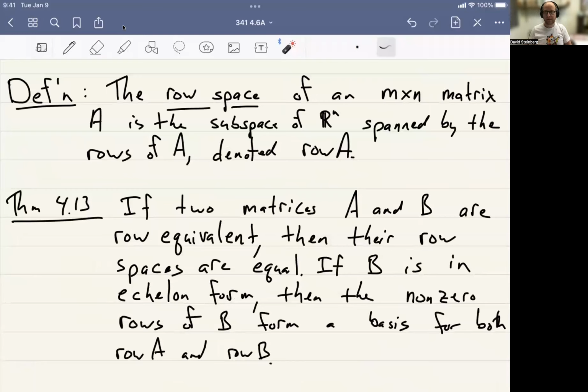Right, and so the way we typically use this is we row reduce A into its echelon form B, and then use the rows of B to find a basis for the row space of A. Notice this is the exact opposite situation for the column space, where the pivot columns tell you which columns of A to pick for your basis. This is saying throw away the rows of A. We want the rows of our echelon form to span the row space.